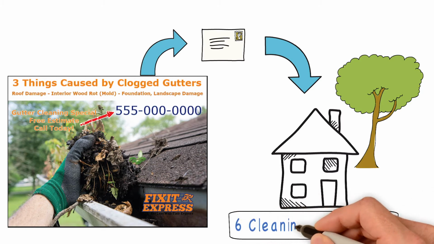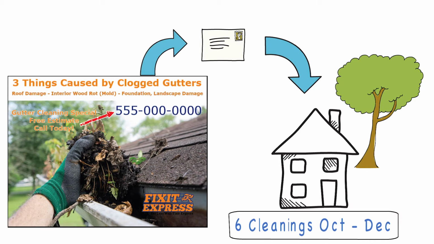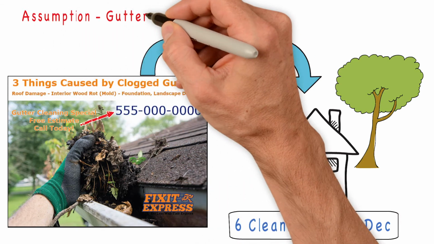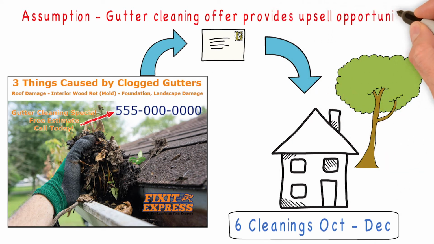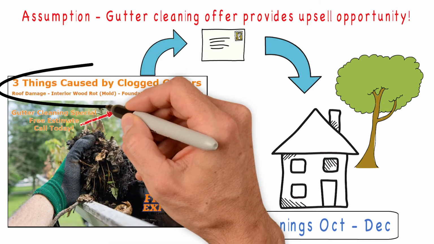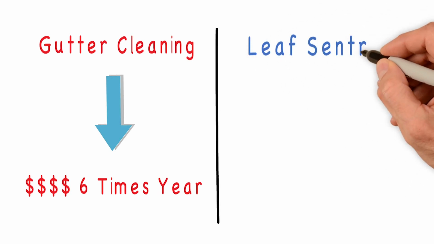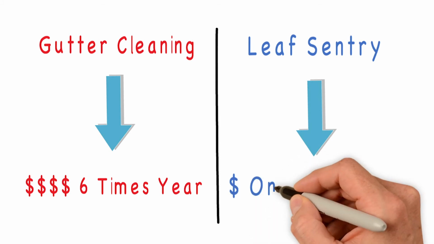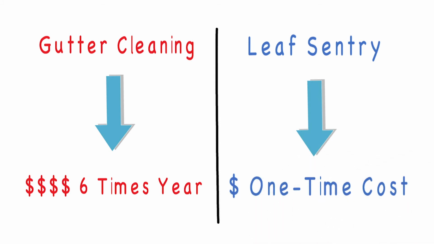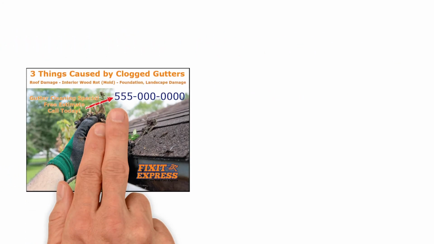That's as many as 6 cleanings for each house during this 3-month window. Now, your assumption is that your gutter cleaning offer will give you a chance to upsell each prospect on installing a permanent solution. Your plan is to educate each prospect on how clogged gutters will lead to major repairs down the road. You compare and contrast the cost of cleaning over time with the one-time installation cost of the Leaf Century product. It's a huge savings to get them installed over cleaning them every fall and perhaps in the spring as well. Now it's time to put your assumptions to the test.